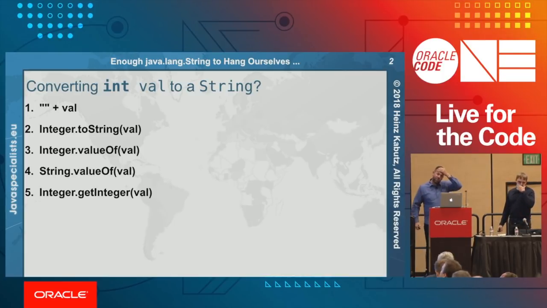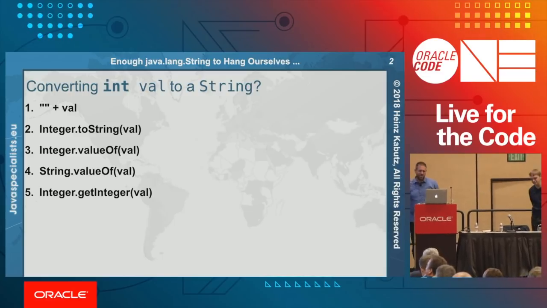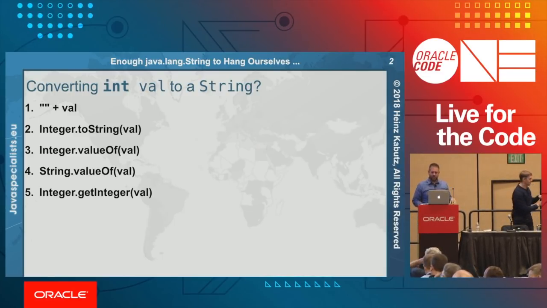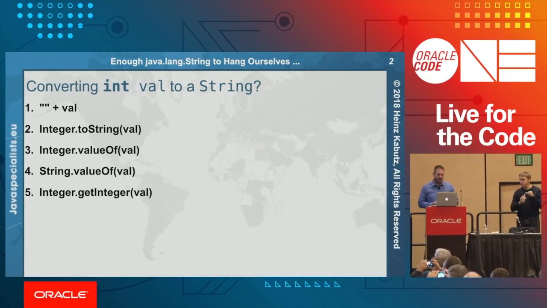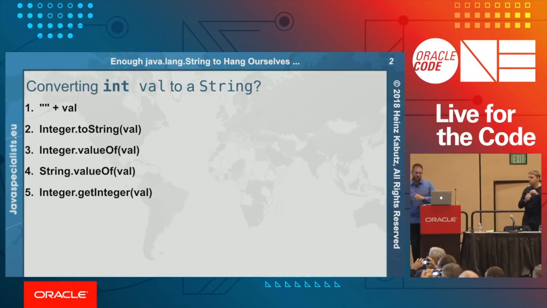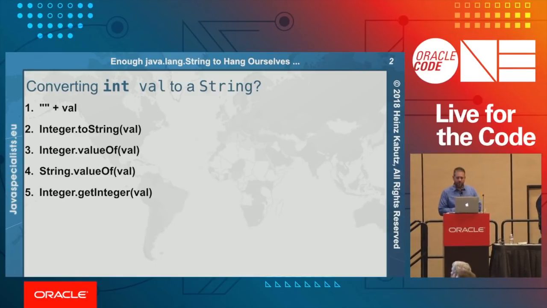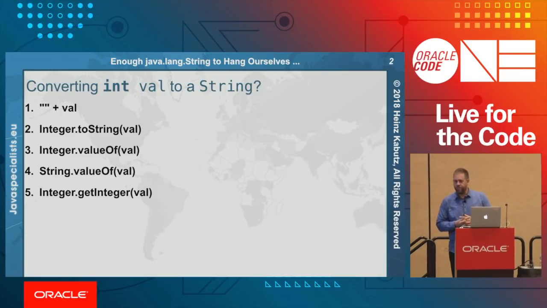So I've got 5 different ways in which we can convert an int into a string, right? The first one is just double quote plus the value. That's the lazy way. Your colleagues will do stuff like that, the lazy guys. Then you've got Integer.toString with the value, Integer.valueOf of the value, String.valueOf of a value, Integer.getInteger of the value.